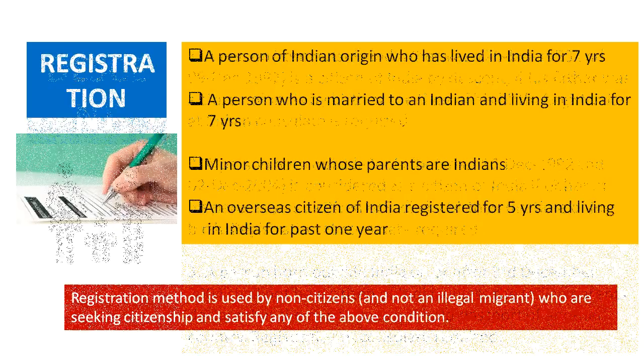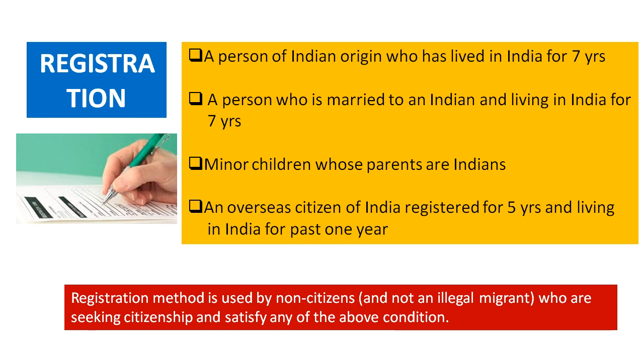We come to citizenship by registration. Citizenship can also be acquired by registration if you are a person of Indian origin who has lived in India for 7 years, who is married to an Indian and living in India, minor children whose parents are Indians, an overseas citizen of India registered for 5 years and living in India for past 1 year. Registration method is used by non-citizens.